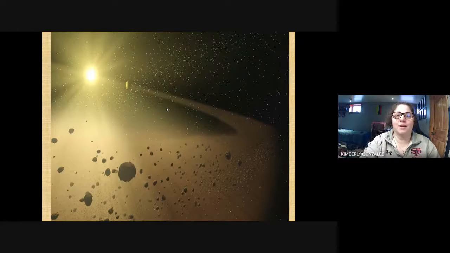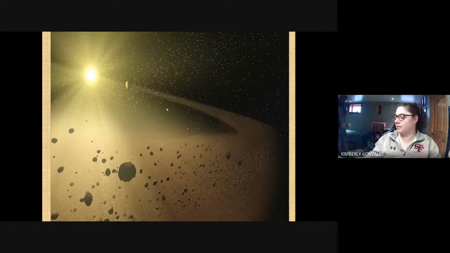Okay, so here's a satellite picture of the asteroid belt. Notice the size differences, right? You have some that are small, some that are large.